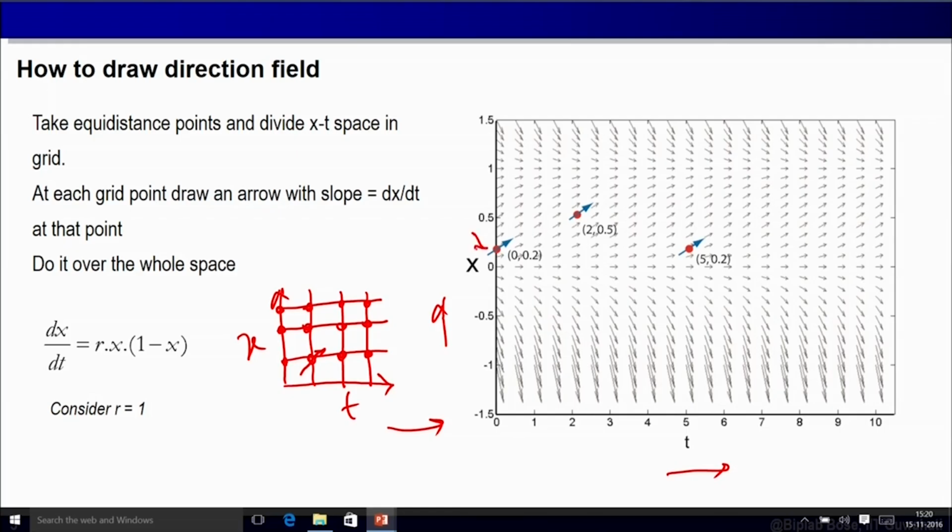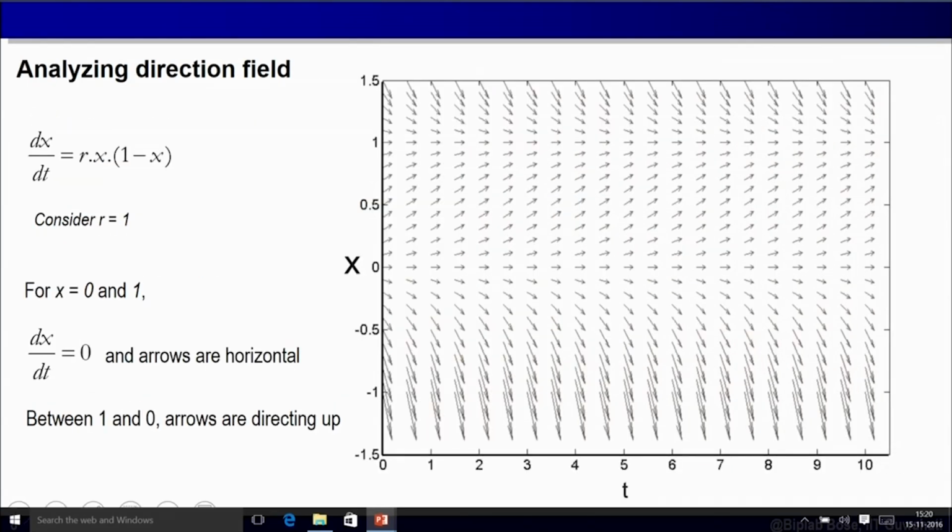So, for example, this one you have seen, this is a grid point with 0.2, this is another grid point with 2.5, this is another grid point with 5.2, and at each of these grid points there is an arrow. The slope of the arrow is equal to the derivative of the dependent variable, that is x, at that point. This whole diagram with arrows in the dependent variable and time space, x and t space, is called a direction field. For any given ODE, you can draw this direction field. Let us explore this direction field a bit more.